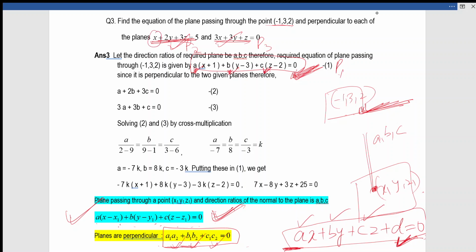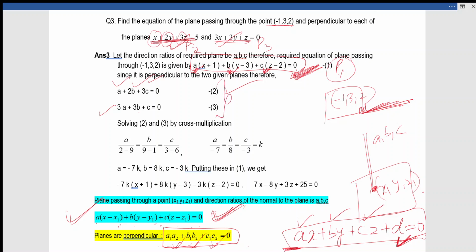और इसके डायरेक्शन रेशियोज क्या है? 1, 2 and 3. So a1 a2, so a multiplied by 1, 2 multiplied by b, 3 multiplied by c. So a1 a2 plus b1 b2 plus c1 c2 equals to 0. You will get this equation. Now this plane p1 is also perpendicular to p3, so वहां से भी हो जाएगा a1 a2 plus b1 b2 plus c1 c2 equals to 0.